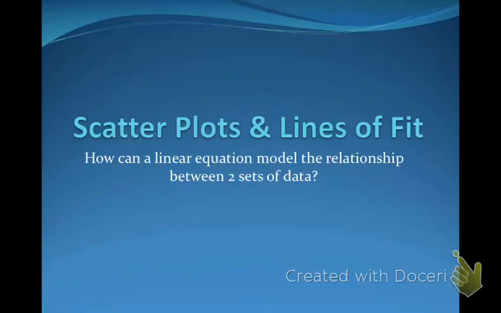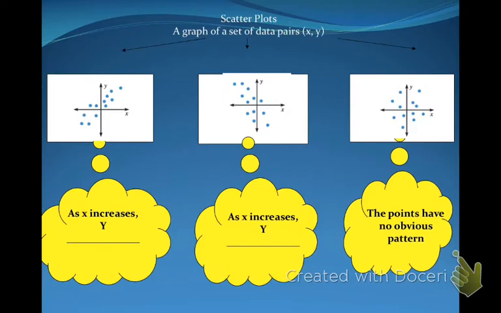Scatter plots and lines of fit. At the end of this lesson, you should be able to answer how a linear equation can model the relationship between two sets of data. And in order to do this, you need to know what a scatter plot is. It's simply a graph where you're graphing a set of data pairs or a set of ordered pairs.